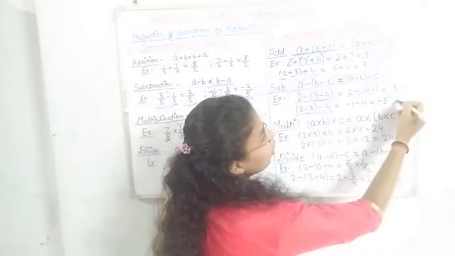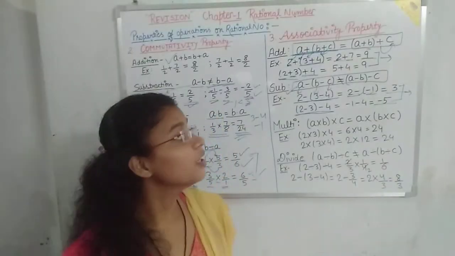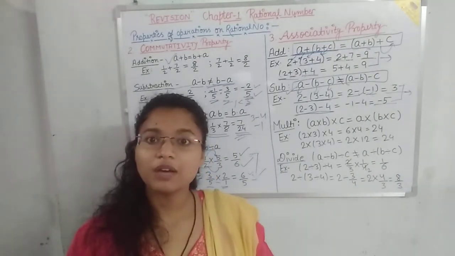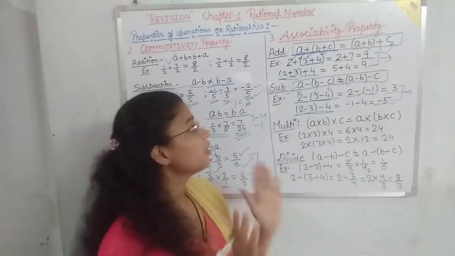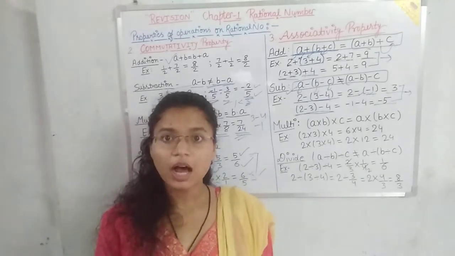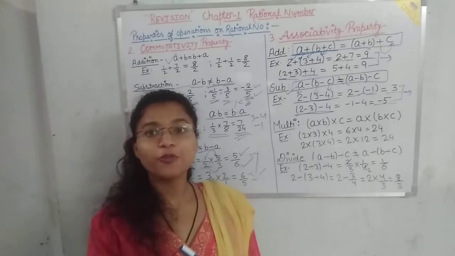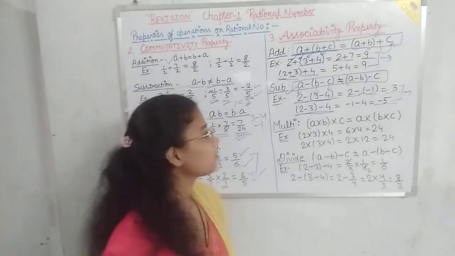So both are not same. You can see that both are not same. When you have solved the left hand side and right hand side, the answers are not same. That means subtraction is not associative for rational numbers.